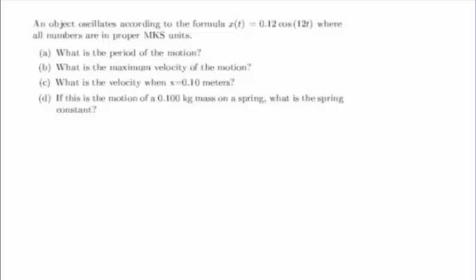An object oscillates according to the formula x of t is 0.12 cosine of 12t, where all the numbers are in proper MKS units. A, what's the period? B, what is the maximum velocity of the motion? C, what is the velocity when x is 0.1 meters? And D, if this is the motion of a 0.1 kilogram mass on a spring, what is the spring constant?